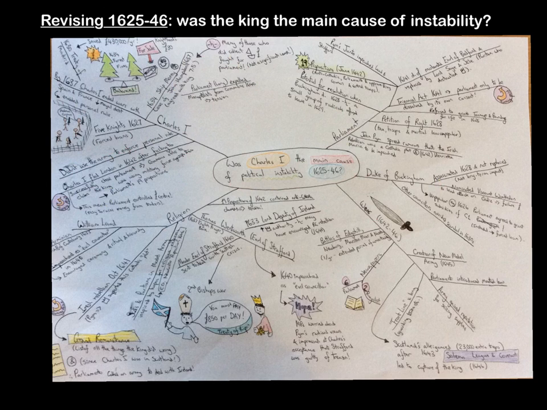So therefore, whilst Charles I wasn't a main cause of political instability, he was an underlying cause, enabling Parliament to take actions which undermined the political system. So Parliament was a greater cause and perhaps even the main cause of political instability 1625 to 46.